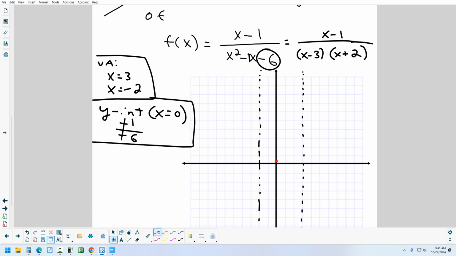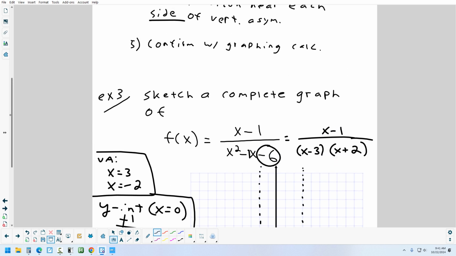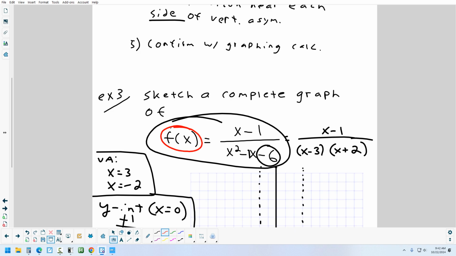Okay, let's do our x-intercept. The x-intercept is when you plug in 0 for what? For the y. Yep. There's no y here. There's no letter y. There's something that represents y. I just need to make sure you guys know what that is. F of X. Right.